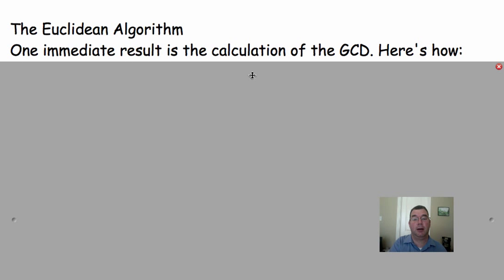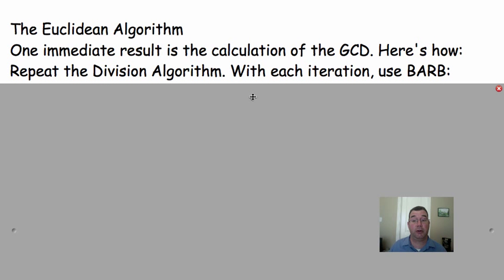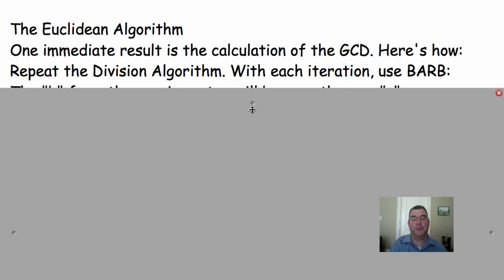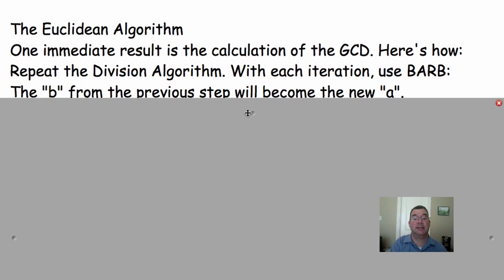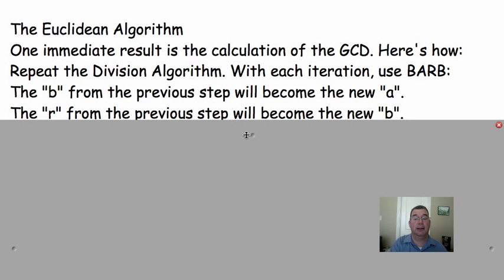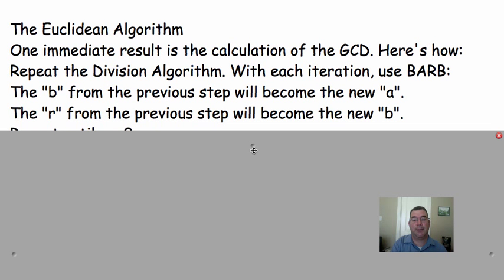And here's how we do that. We use repeated iterations of the division algorithm. Each time I use the division algorithm to find a quotient and a remainder for a given A and B, I use this BARB acronym to help me figure out how to set up the next step. Every time I'm done with one step, the B from the previous step becomes my new A, and the R from the previous step becomes my new B. So B becomes A, R becomes B, it spells BARB. That's how I remember how to set up my next step.